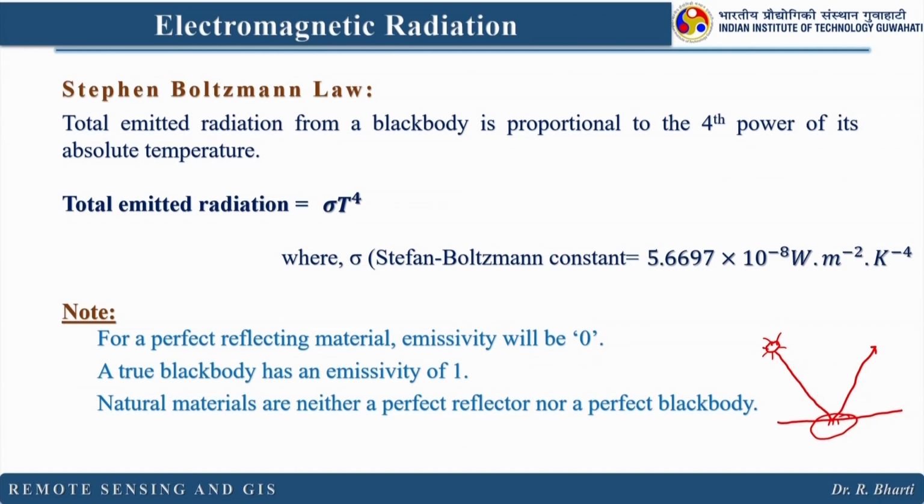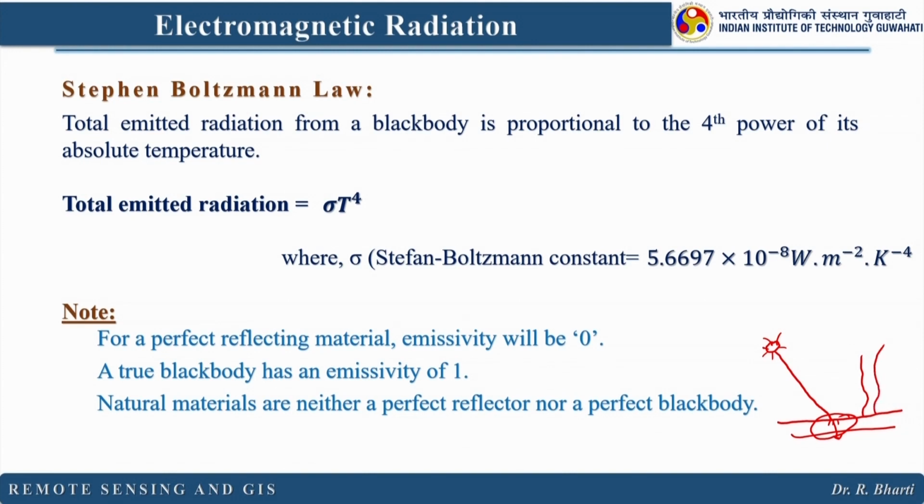A true black body has an emissivity of 1. This is another case where we consider our surface is a perfect black body. So in that case, what will happen? Whatever energy is coming here will get absorbed and there will be no reflection. So after a certain time, what will happen? To maintain the equilibrium with the surroundings, these energies will be emitted, right?